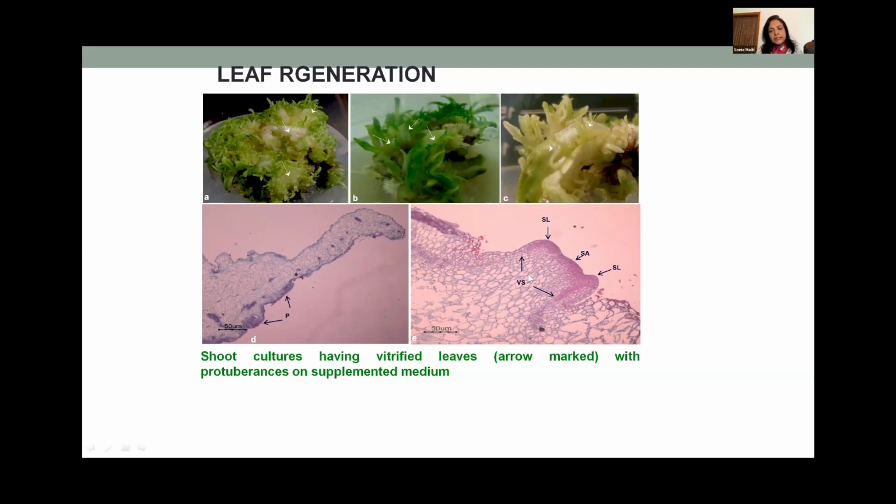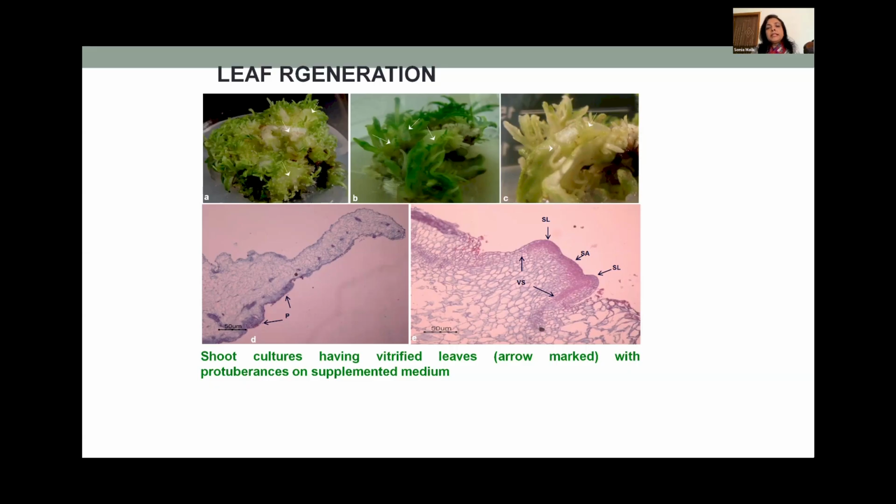It shows that there is direct regeneration. There is no intervening callus form, because if the callus forms, it gives rise to somaclonal variation. That means change in the structure, or in layman's language, the plants obtained will not be homogeneous. So in micropropagation, which is used for clonal micropropagation, we obtain homogeneous plants.